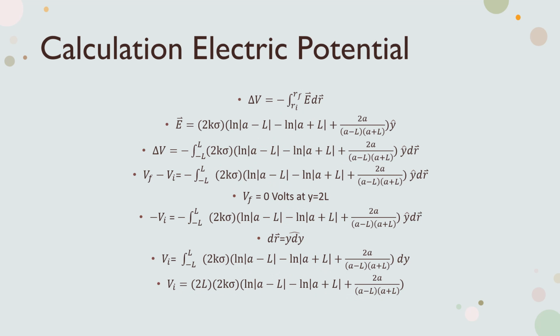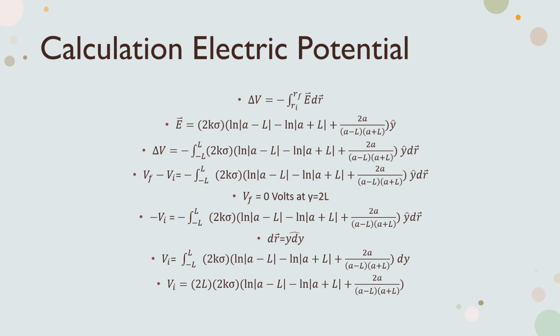The second part of our project was calculating the electric potential with the electric field that we just calculated on the previous slide. So I used the equation from the equation slide, which is the change in electric potential is equal to the negative integral from Ri to Rf of the electric field dr. So then I restated our electric field equation and then plugged that into our integral, which I got the change in electric potential is equal to negative integral from negative L to L 2k sigma times ln of a minus L minus ln of a plus L plus 2a over a minus L times a plus L in the y hat dr.